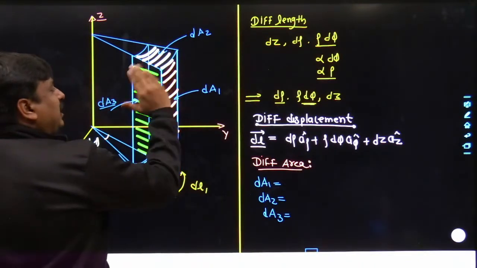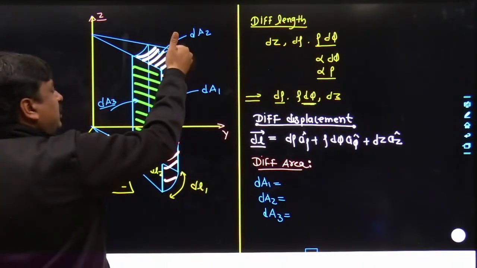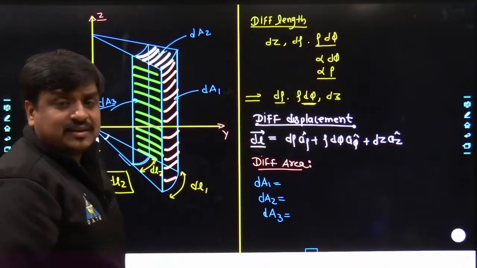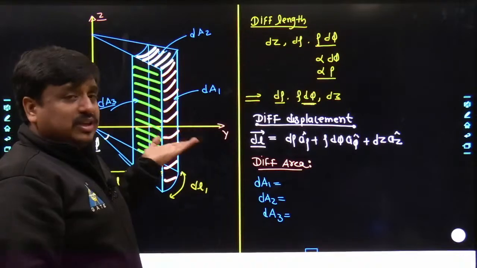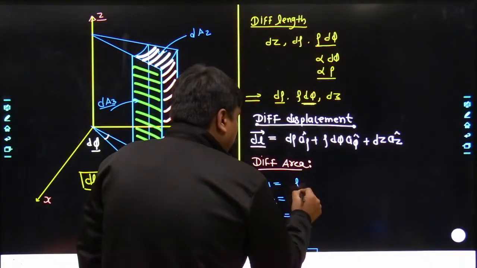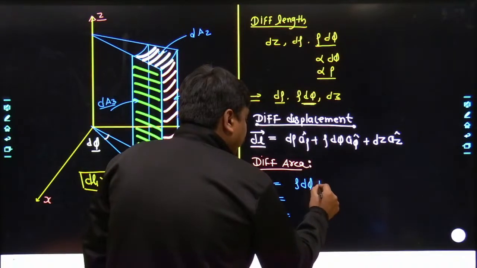Now this curvy area has come because of a change in z, and at the same time a change in phi, and the change in phi is addressed as rho d phi. So if you talk about dA1, you can understand it's simply going to be dz and rho d phi. So it's nothing but rho d phi into dz.